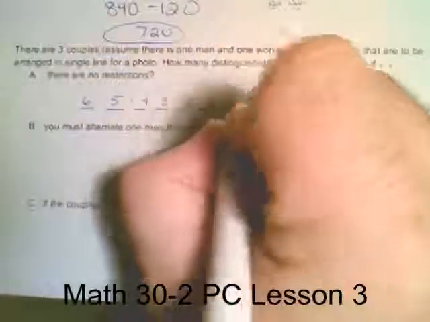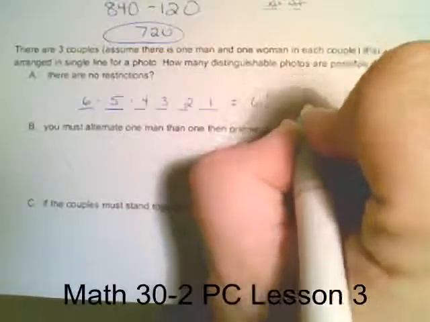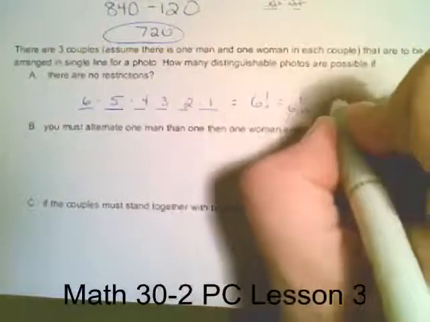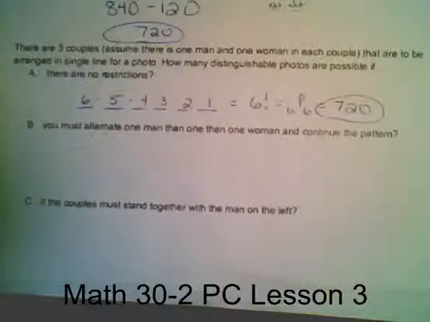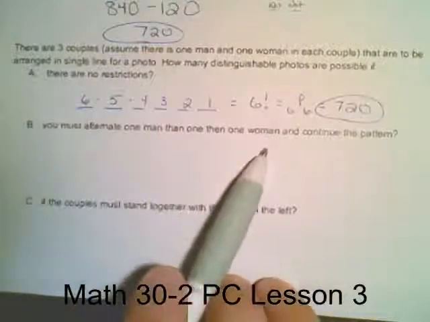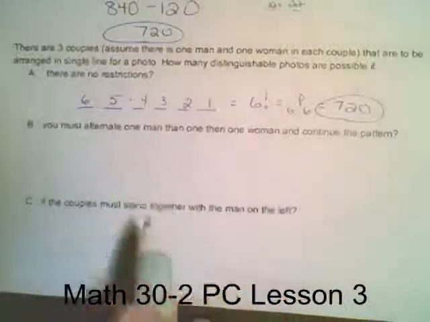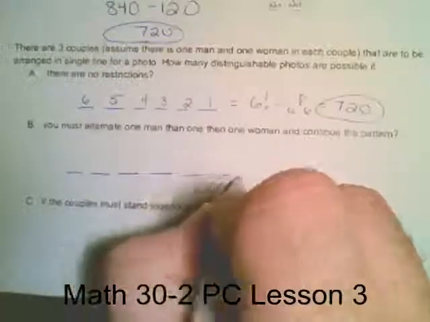Continuing on with just some other ideas. There are 3 couples, and I'm assuming that there's 1 man and 1 woman in each couple. I know it's not that simple, and I know it's not always that way. However, just for the purposes of this question, it makes it easy. Okay, so 3 men, 3 women arranged in a single line for a photo. How many distinguishable photos are possible if there are no restrictions?